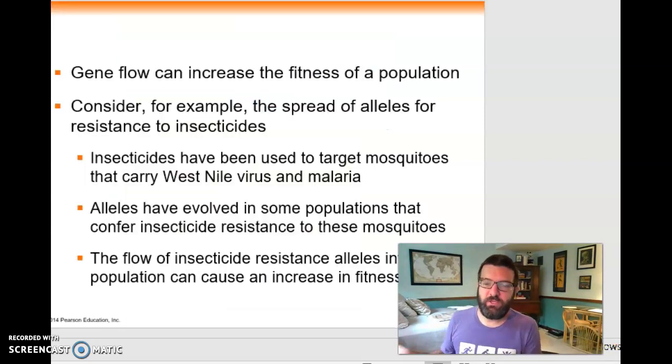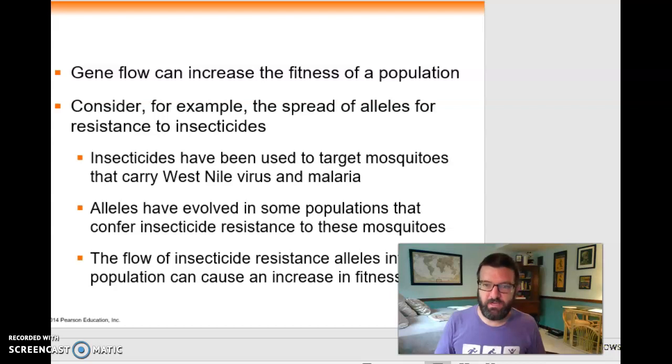That said, that gene flow can also bring genes that are beneficial, right? So in this case, the spread of alleles for resistance to insecticides. So we've been using insecticides to target mosquitoes that carry the West Nile virus and malaria. And in some populations, those mosquitoes have evolved resistance. And when those individuals move into other populations, they bring those resistant alleles with them. And while that may not be positive for us at all, it is positive in terms of the fitness of those populations of mosquitoes.